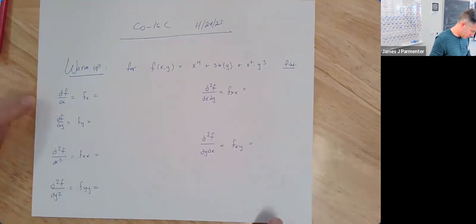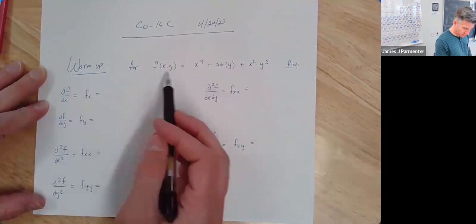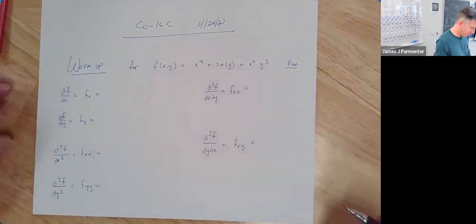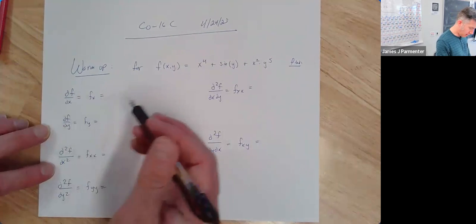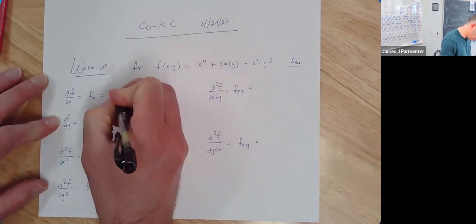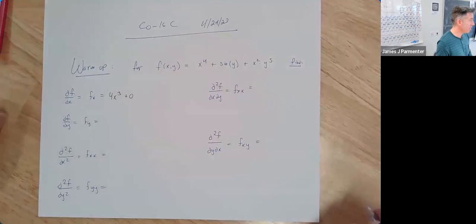All right, let's see what we get here. Our function f of x, y is x to the fourth plus sine of y plus x squared times y to the fifth. We want to find del f del x, or fx. We're treating y like a constant. So the derivative of x to the fourth is 4x cubed. The derivative of sine of y is just 0. There are no x's there.